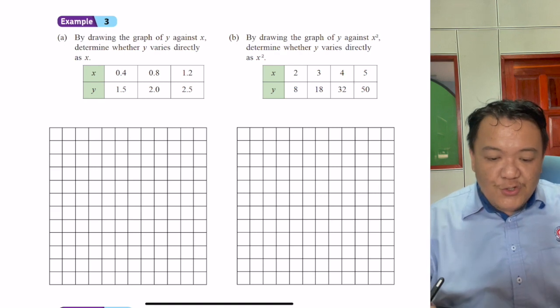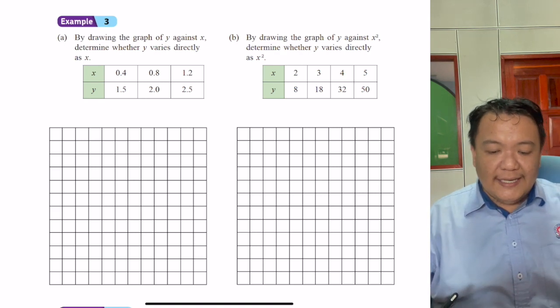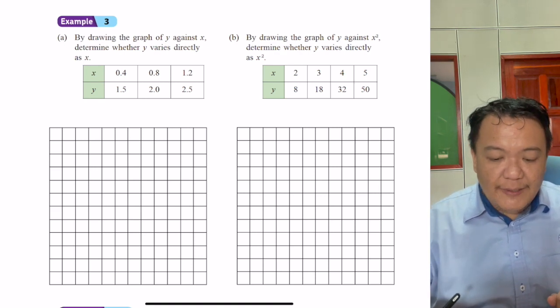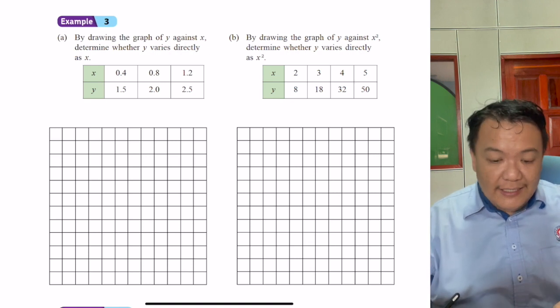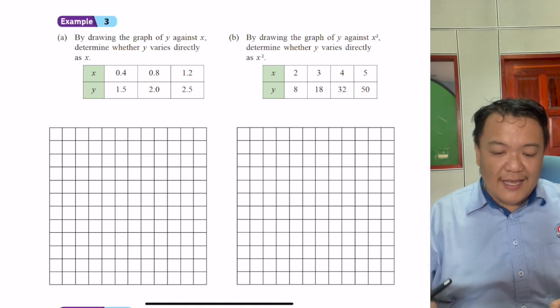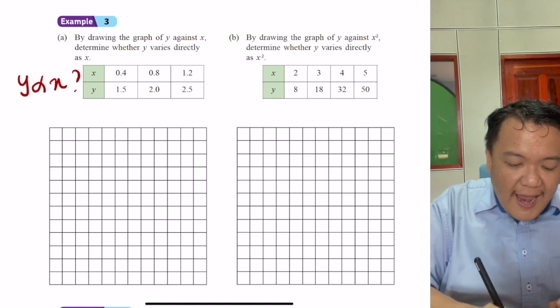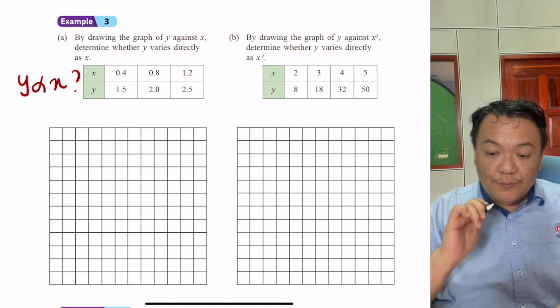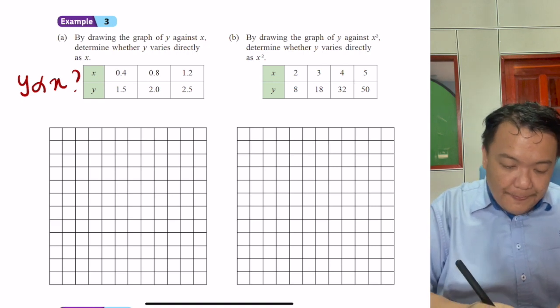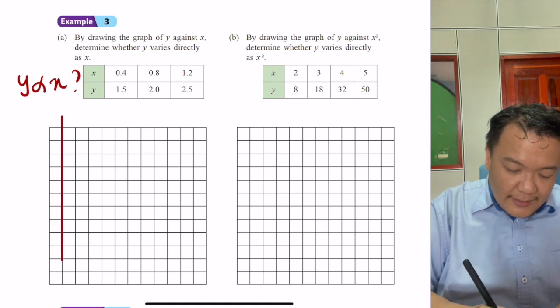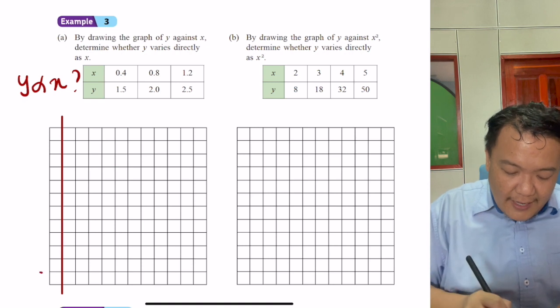Okay. By drawing the graph of Y against X, okay, determine whether Y varies directly as X. Dia tanya, adakah Y varies directly as X? Okay, so kita cuba lukis graph. Okay, so macam biasalah. Okay, Y exists, X exists.